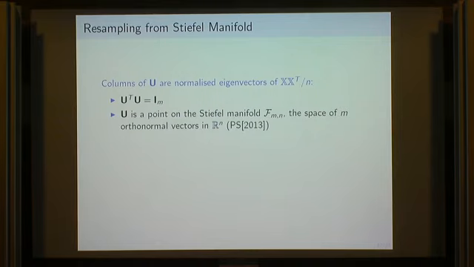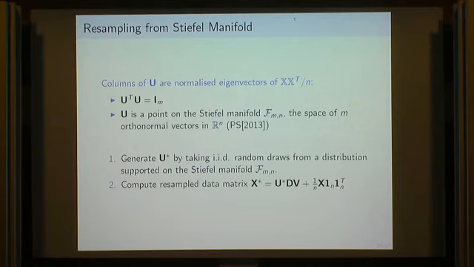So what happens? We can generate m-dimensional matrices from this space, subject to the condition that there exists some distribution on that space. So we can generate U star for this U by taking IID random draws from a distribution supported on this manifold. Then compute the resampled data matrix X star by using this relationship.